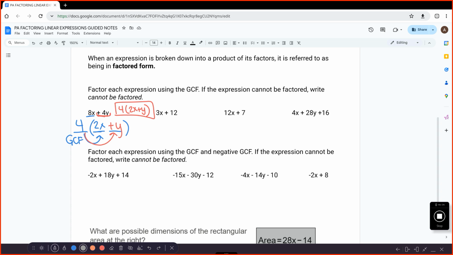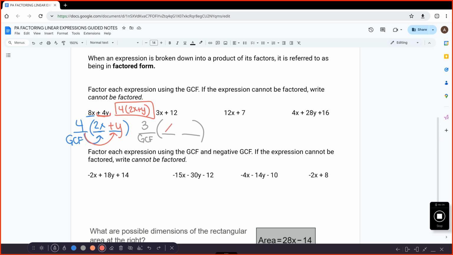All right, so here we start with two terms. So we're going to start with two blanks inside the parentheses and one outside for our GCF. What's the greatest common factor between 3x and 12? Okay, well, the biggest number that goes into both 3 and 12, that you can divide both of those numbers by, is 3. 3 times what is going to get you 3x? Well, 3 times x will get you 3x, right?